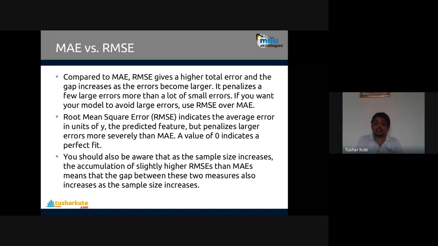So you should also be aware that the sample size increases accumulation by slightly higher RMSE than the MAEs presented. So it depends on everyone's practice, whether you use MAE or RMSE to find the average error in the root format or in the mean absolute format.